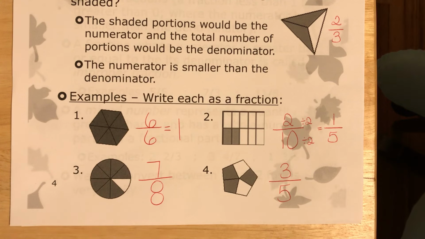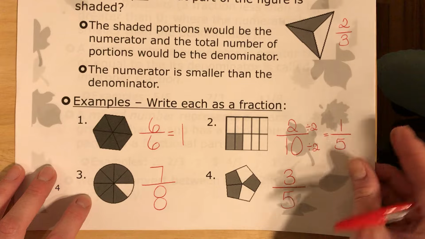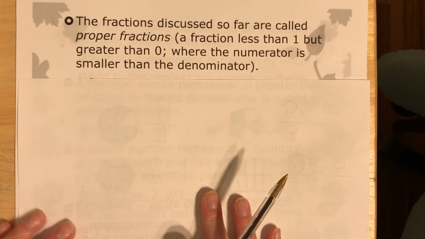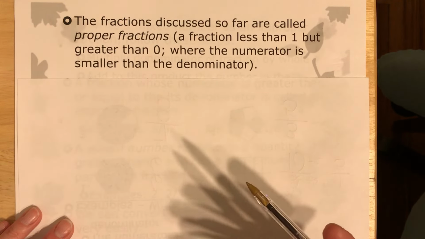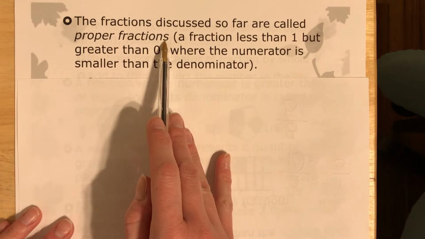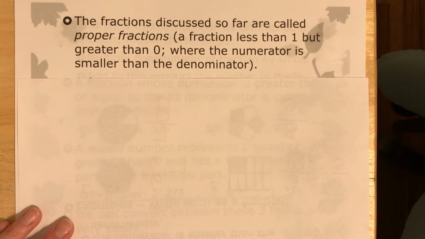So here I have our answers for questions 1 through 4. Again, this is section 6.1, fractions and rational numbers, from chapter 6. The fractions discussed so far are called proper fractions. So in all the examples we've had, the numerators were smaller than the denominator. Again, that's a proper fraction: a fraction less than 1 but greater than 0, where the numerator is smaller than the denominator.